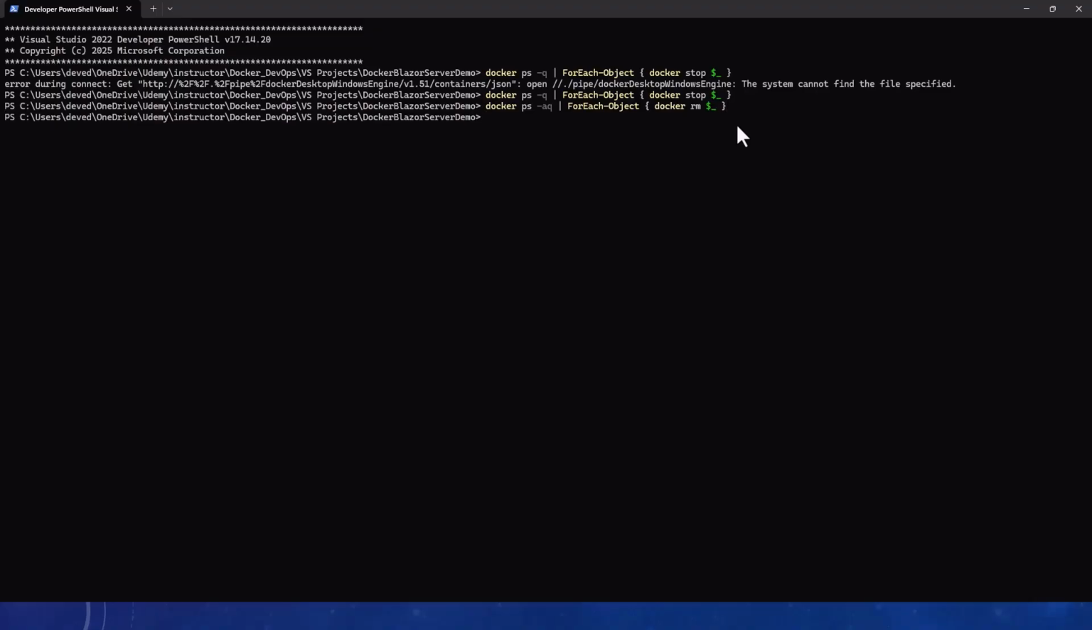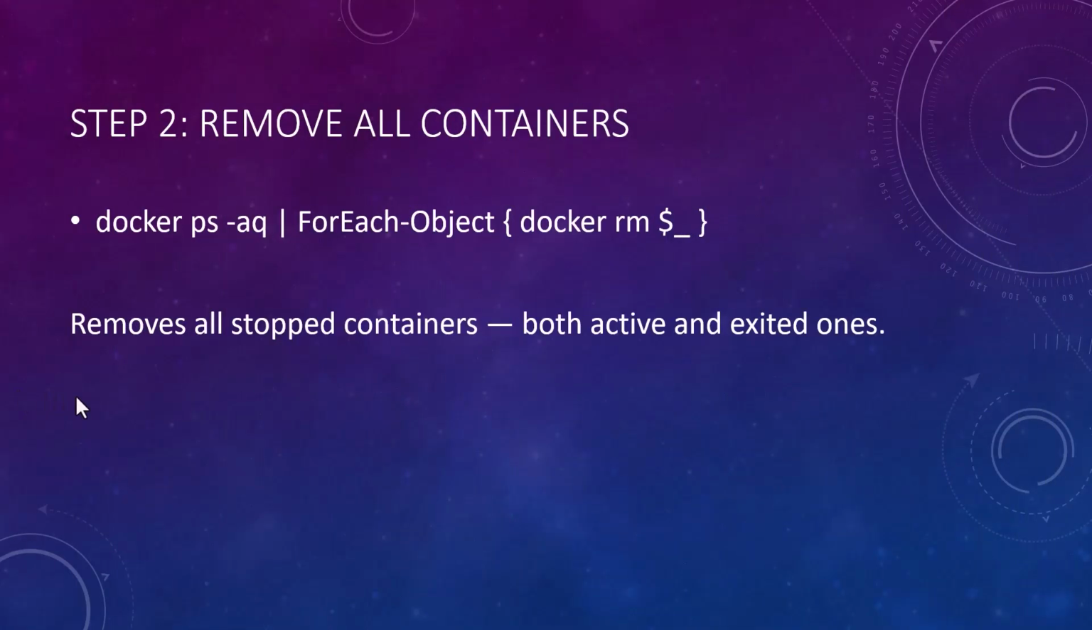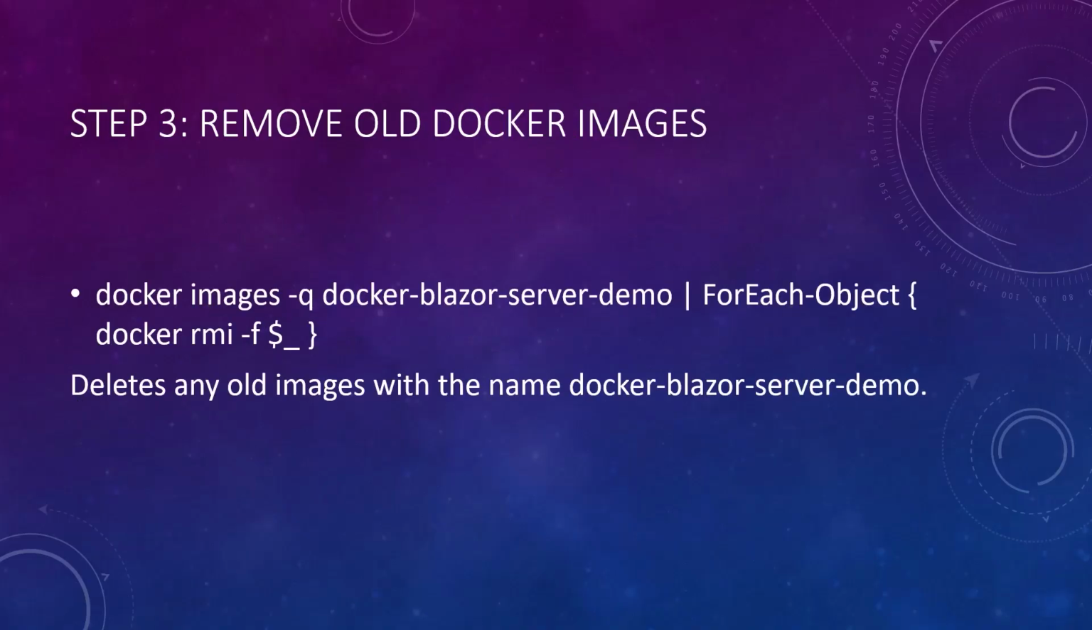Now this has also acted. It has removed all the stopped and exited containers. So -a is for all, whether stopped or exited containers, and -q is for quiet mode. With this, we have moved to step 3, which is removing old Docker images. This command deletes any old images with the name docker-blazor-server-demo. In plain English, for every Docker image named docker-blazor-server-demo, forcibly remove it from the system.